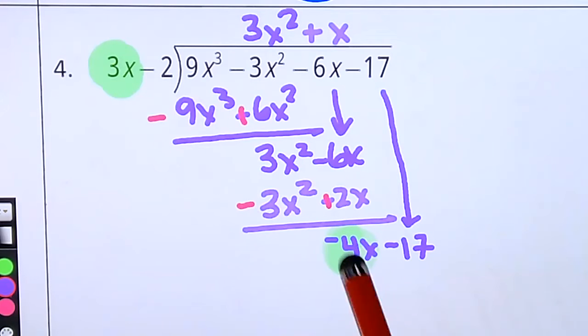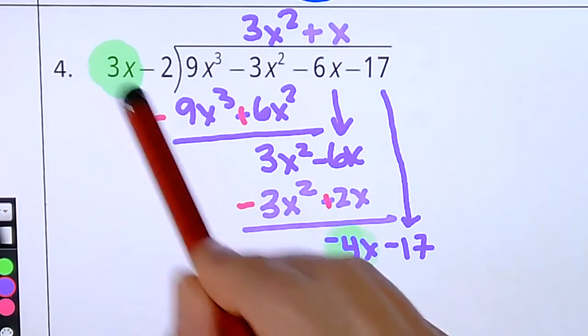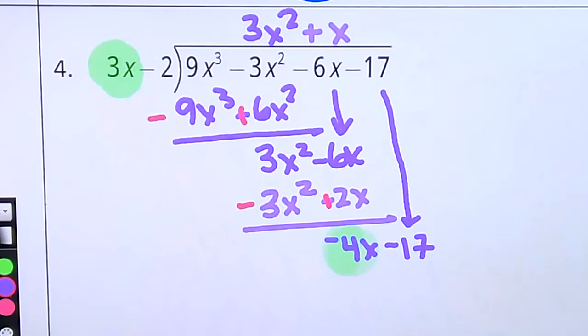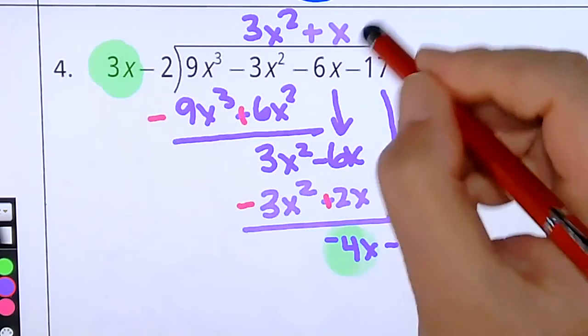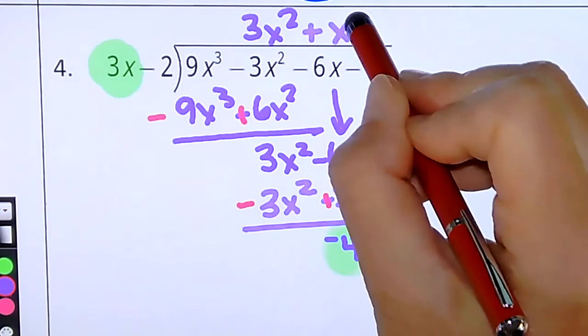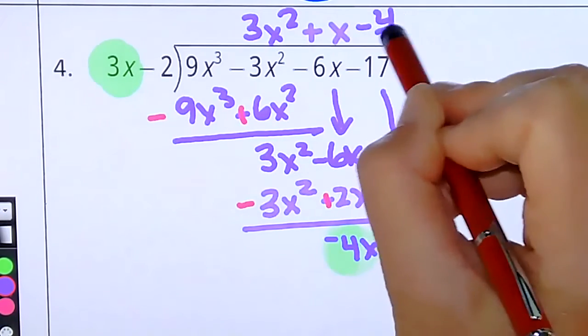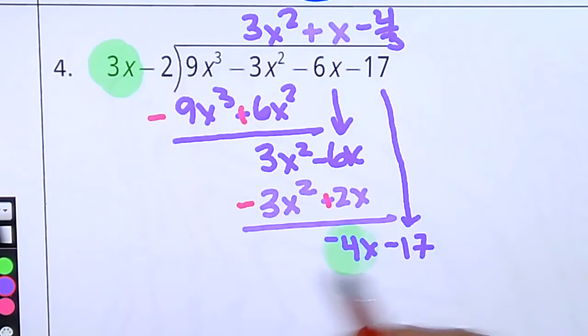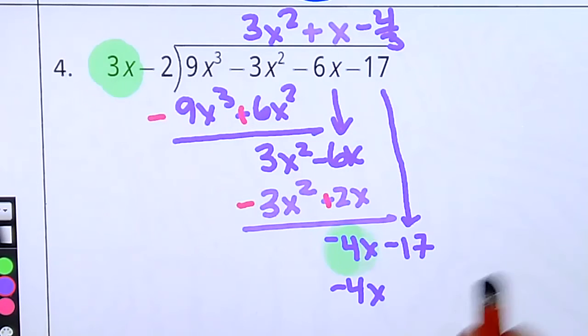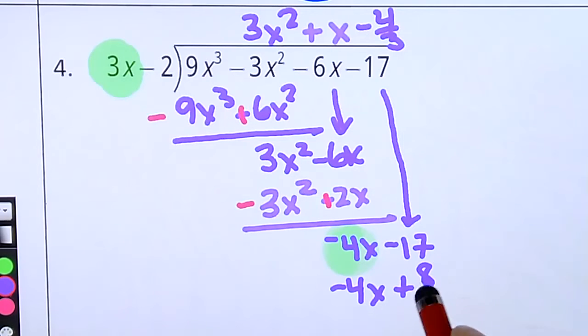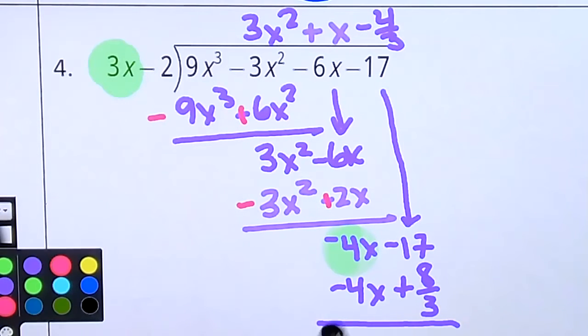So now I'm going to be focusing on this negative 4x. So x times what gets me a negative 4x? And so again, you can take negative 4 divided by 3. That's going to give you a negative 4/3. That's what I'm multiplying by, a negative 4/3. So negative 4/3 times 3x is a negative 4x. A negative 4/3 times a negative 2 is a positive 8/3. And then I'm going to subtract, so that becomes a plus, this becomes a minus.